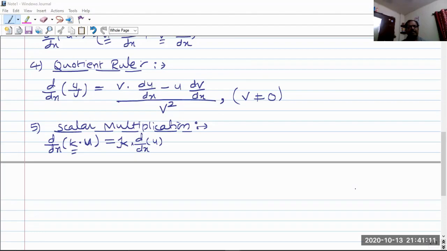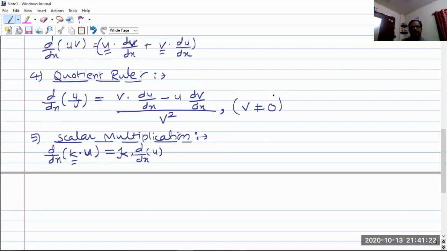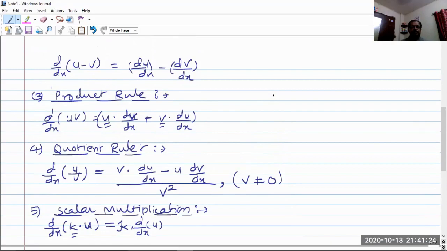The first, second and fifth rules are very obvious, whereas rules number 3 and 4, which are the derivatives of the product and the quotient of two functions of x, you need to keep in your mind. Those two formulae you need to learn. It's not very easy to keep in mind, but there is a very simple way. Just keep the order of the functions and the order of the derivatives on the right side in mind. How is it? In the case of the derivative of uv: first function into derivative of second plus second function into derivative of first.